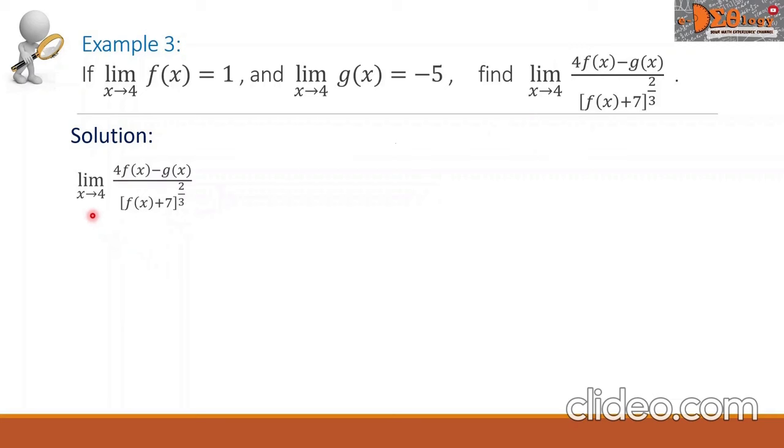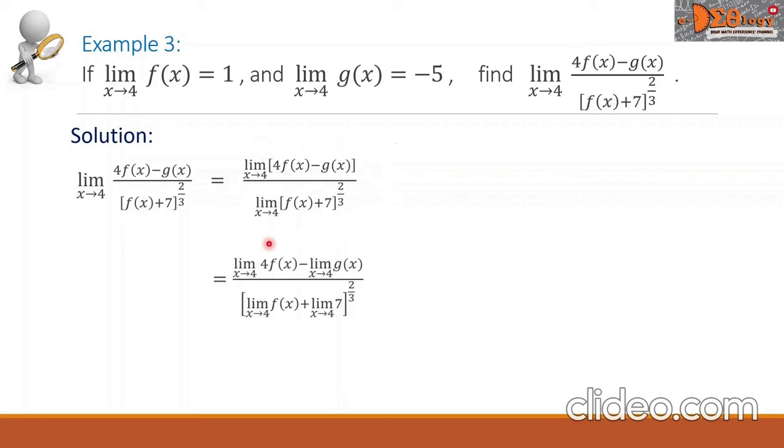Now let us show that we're going to take the limit of the numerator and denominator. So it becomes like this. In the numerator, we are going to take the limit of each of the terms. So we have the limit of 4 f of x as x approaches 4 minus the limit of g of x as x approaches 4. In the denominator, this is the limit of a power. What we're going to do is to take the limit of each of the terms inside that power. So we have the limit of f of x as x approaches 4 plus the limit of the constant 7 as x approaches 4. And all of this raised to the power 2 over 3.